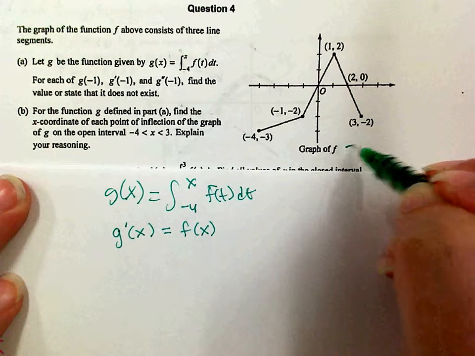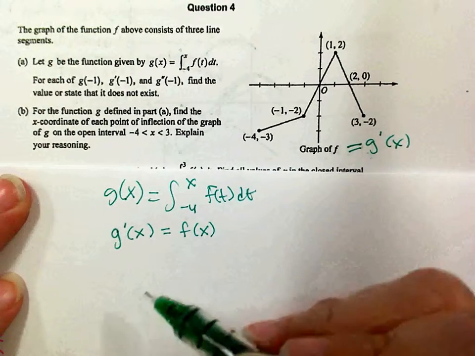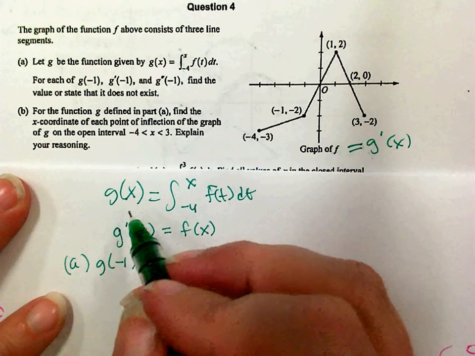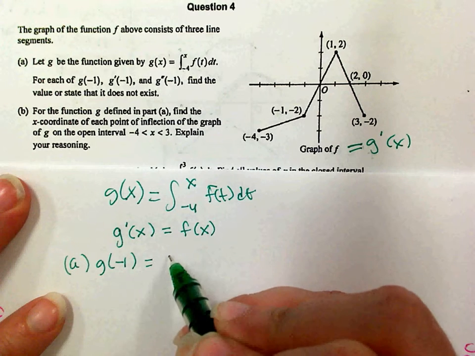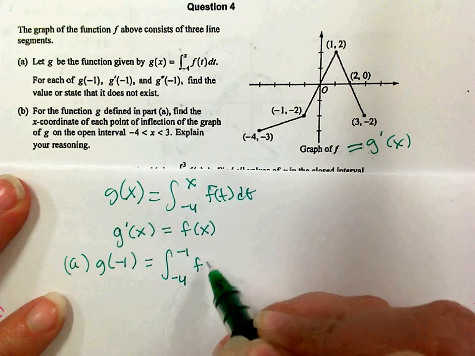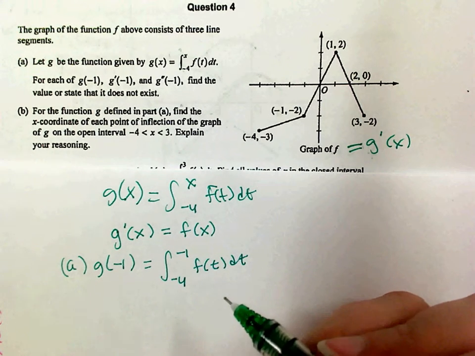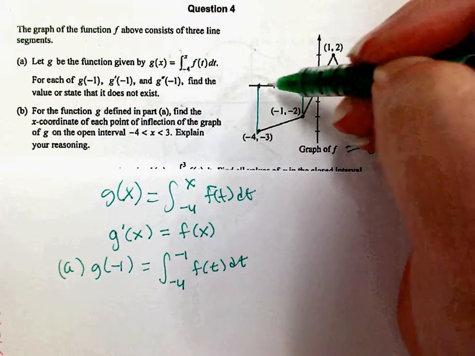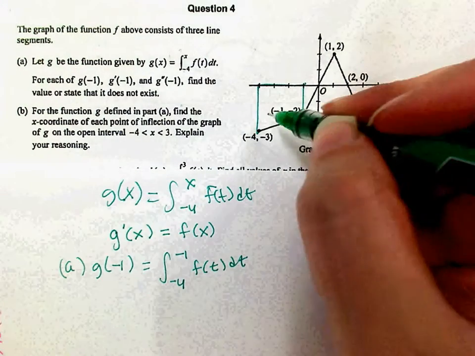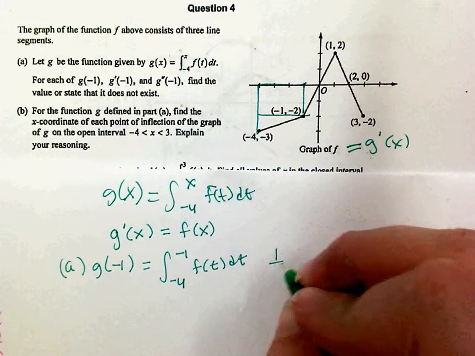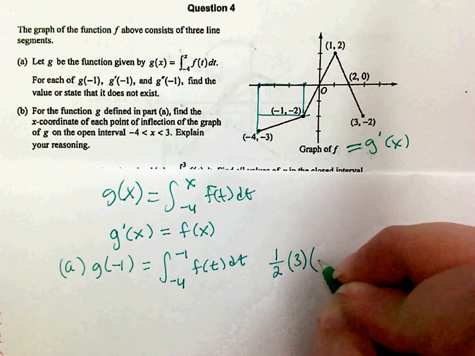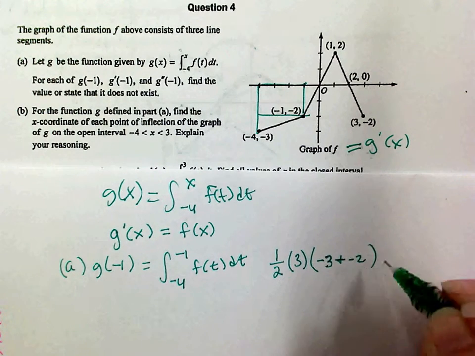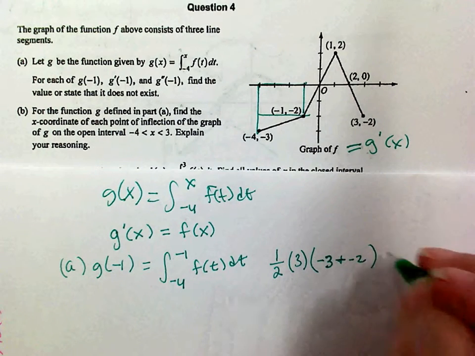For part A, it says find g of -1. So I've got to go back to the original equation: g of x equals the integral from -4 to x. So -4 to -1. What does that mean I need to do? I need to find the area from here to here. What's the area formula for that trapezoid? Or you can do rectangle and triangle. One half base, times height, negative 2. So I've got negative 15 halves. I could just leave it like that.